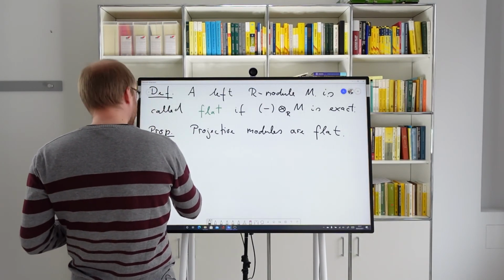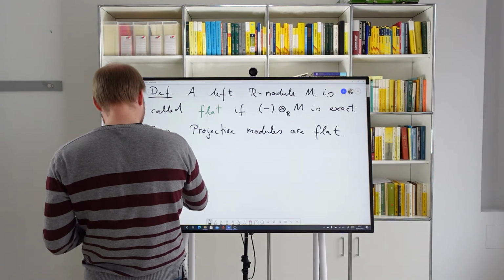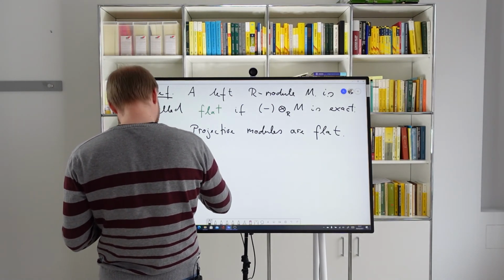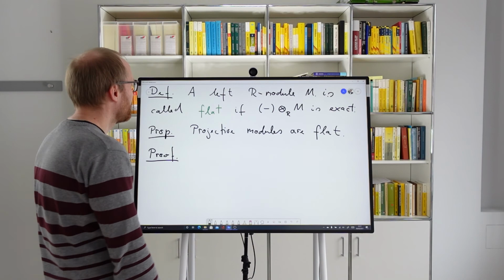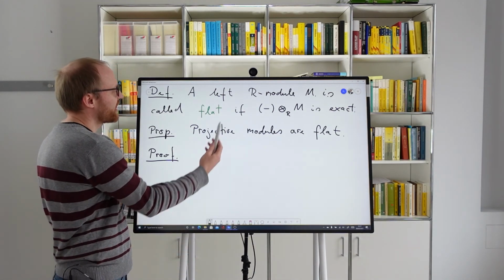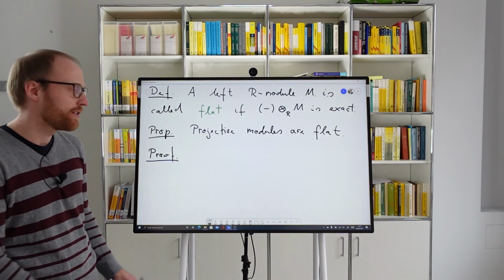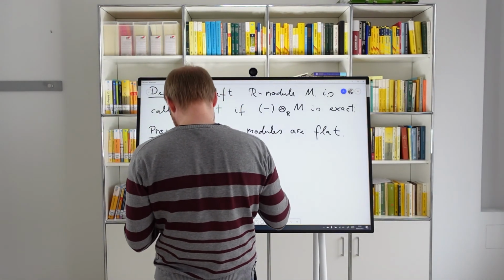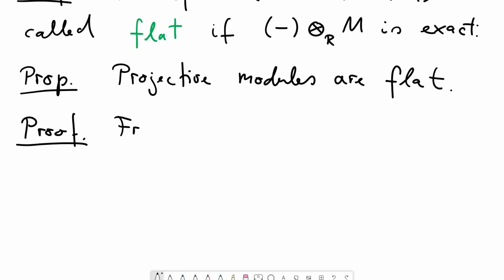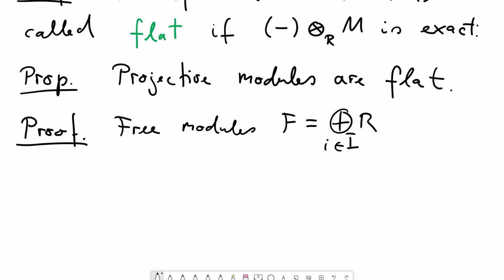Okay, so how do we prove that projective modules are flat? First of all, the easiest example of projective modules are free modules. And for free modules, it's pretty easy to see that they're flat. Because if we have a basis, meaning F, for free, is of the form just the direct sum of a bunch of R's. So free modules, these ones are flat.